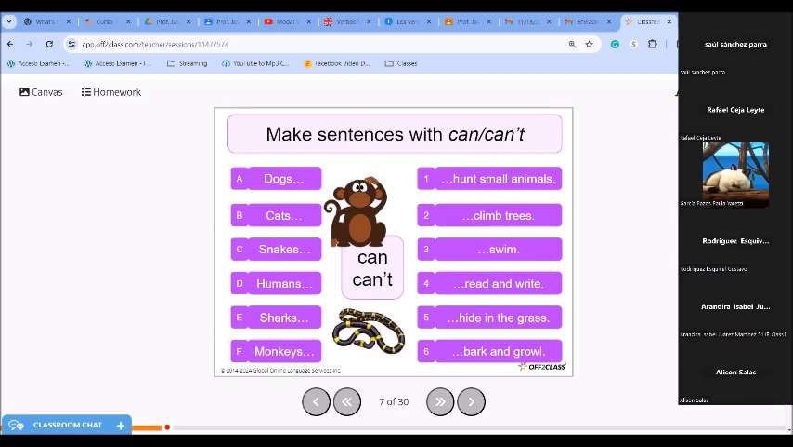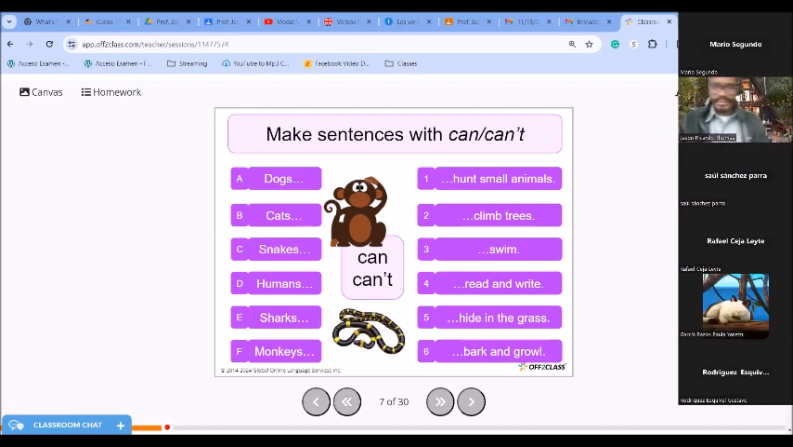Let's continue, let's go back down. There's a few of us, so we can have a lot of fun today. Let's go back to Mario. You give it a try. Okay, cats can climb trees. Yes, they can. All right. I think cats can also hunt small animals. Like if you have a rat in your house, your cat can hunt. All right. Good.